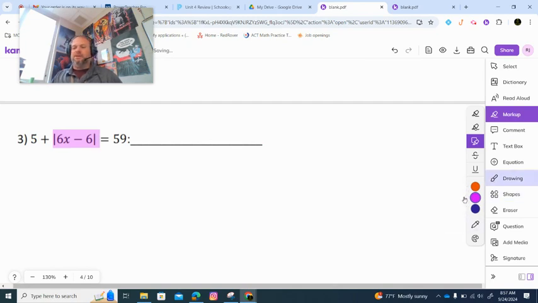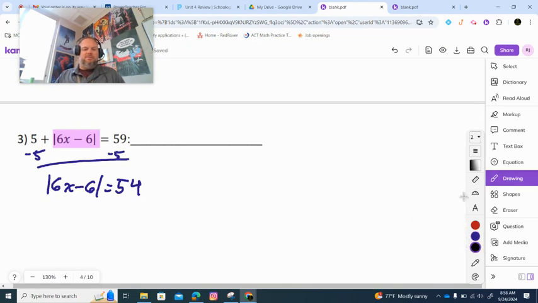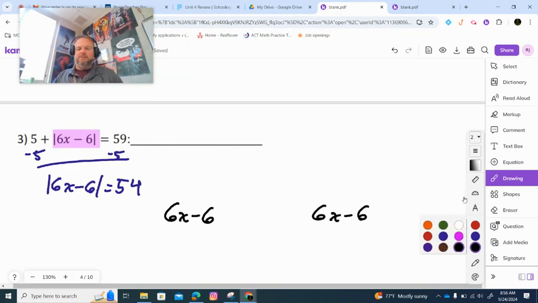So this one, not isolated. So now 6x minus 6, 6x minus 6 equals 6.